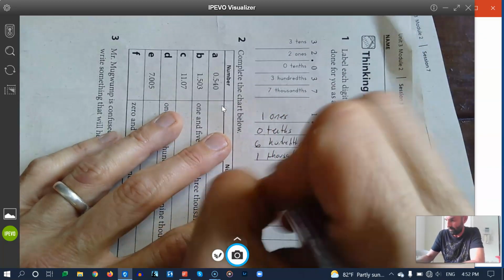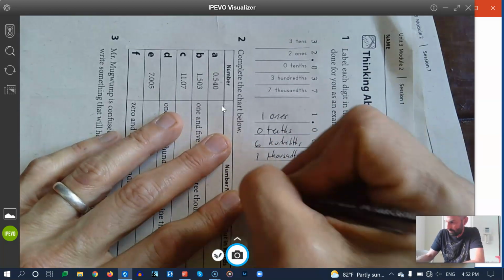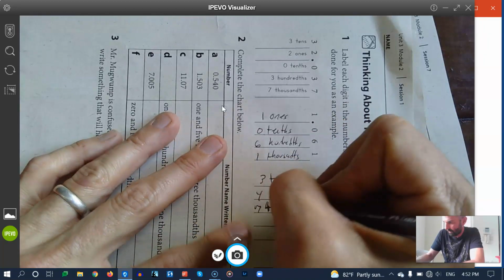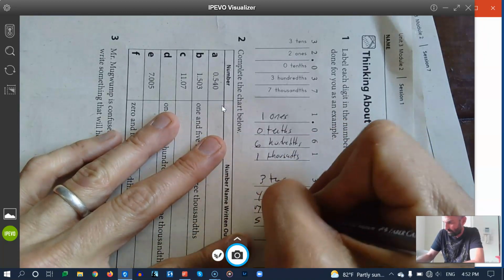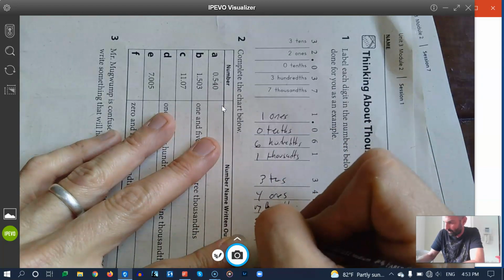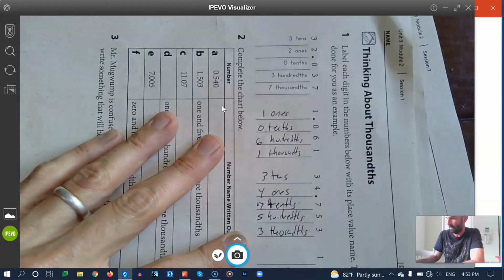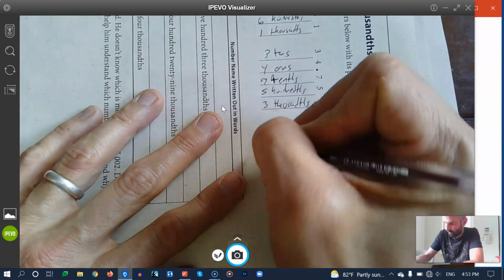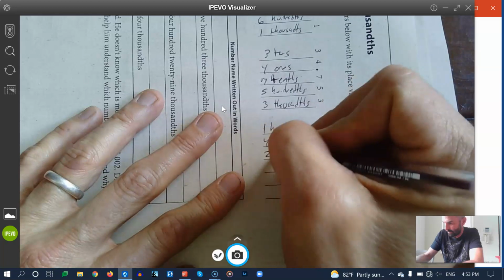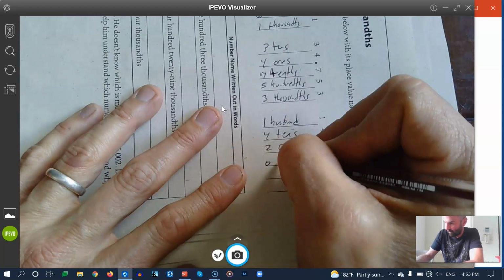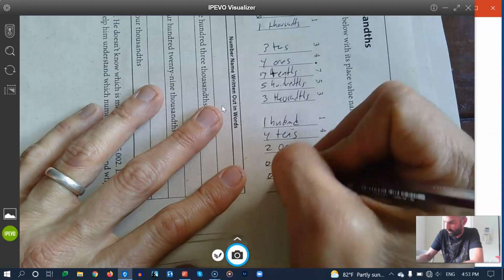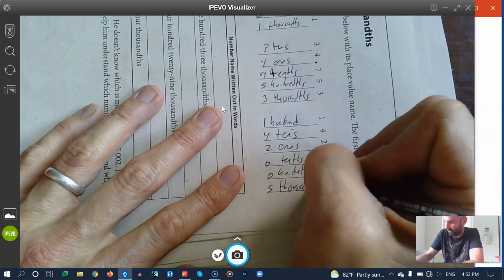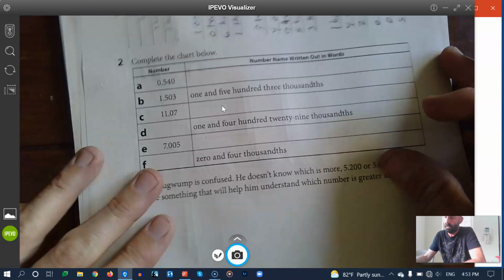Here this is 34, so I have 3 tens, 4 ones, 7 tenths, 5 hundredths, and 3 thousandths. And here we have 142, so we have 1 hundred, 4 tens, 2 ones, 0 tenths, 0 hundredths, and 5 thousandths. All right, cool.